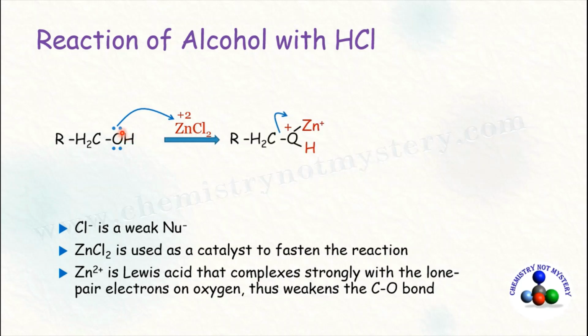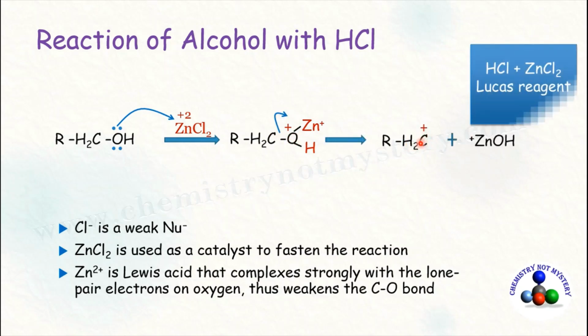When oxygen donates a lone pair to zinc, oxygen will develop a positive charge. And the bond between O positive and Zn negative is so strong that it weakens the bond between carbon and oxygen. So it will leave the molecule along with its bonding pair of electrons, and carbon will develop a positive charge. In this reaction, in place of protonation, we have used zinc, which is a Lewis acid, to convert OH negative ion into a good leaving group.